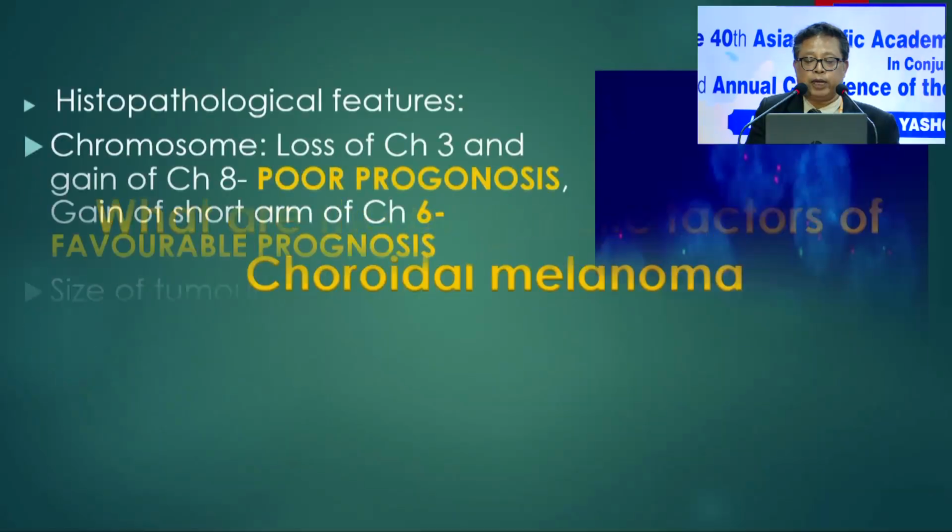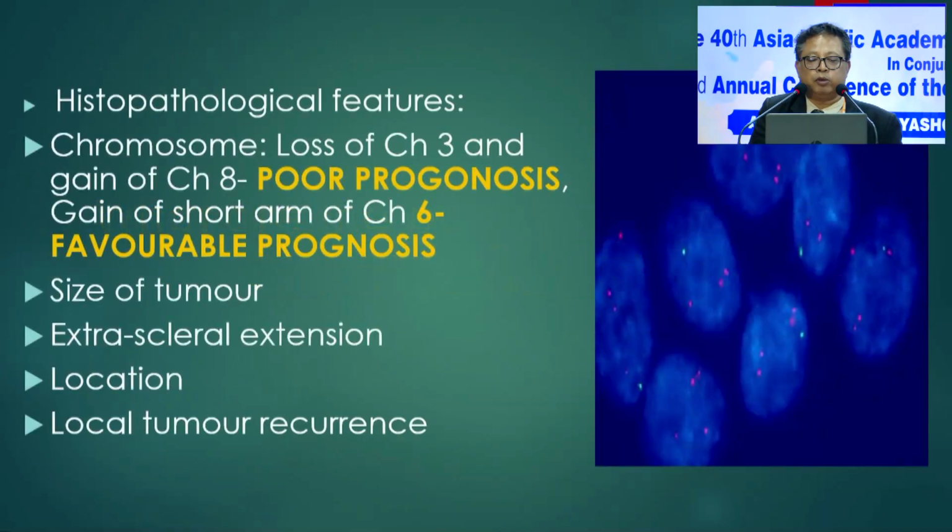Very, very important. So chromosome 3, chromosome 8, and chromosome 6, the worst as well as the favorable prognosis. Size of the tumor I have already told: small, medium, large, and extra large. The larger the tumor, the worse the prognosis. Extrascleral extension has bad prognosis. Anteriorly located tumors have worse prognosis because they are hidden under the iris and you cannot see them. And lymphocytic infiltration and local tumor recurrence are important.